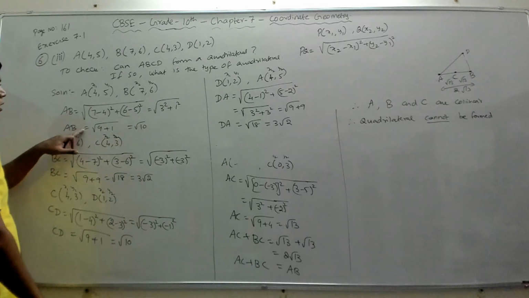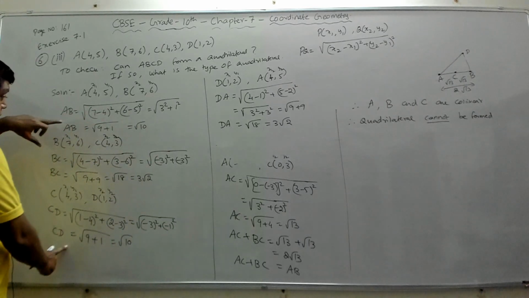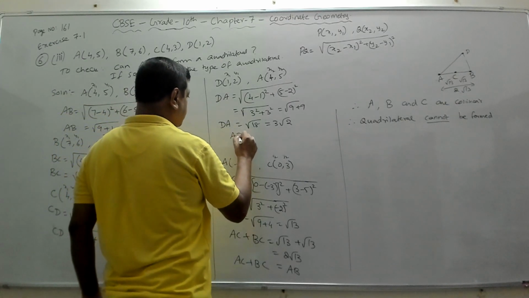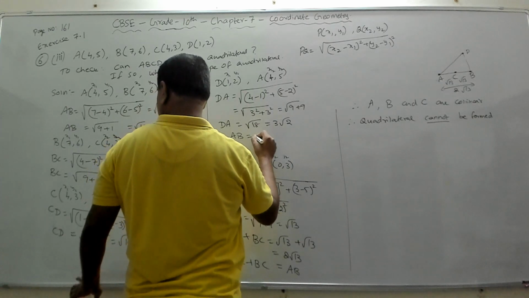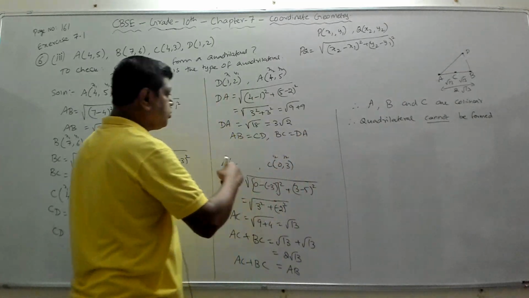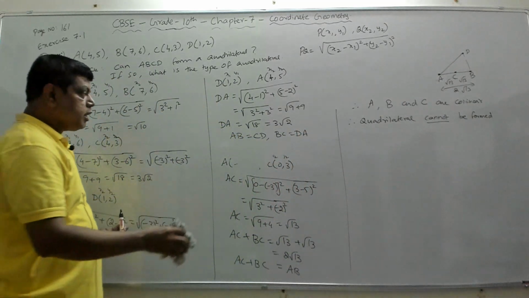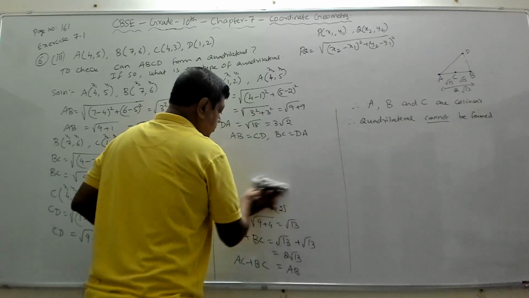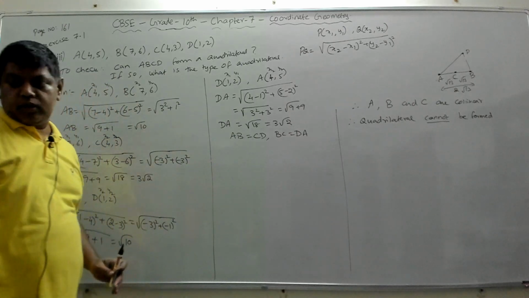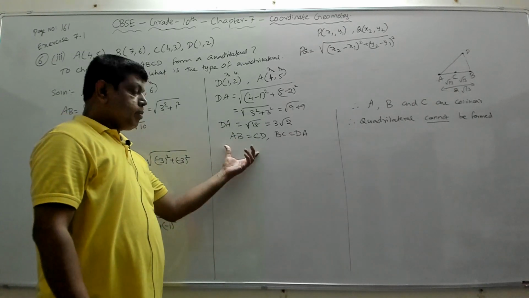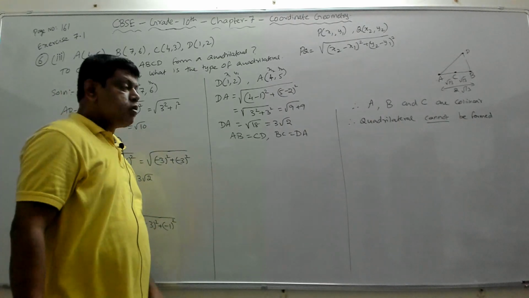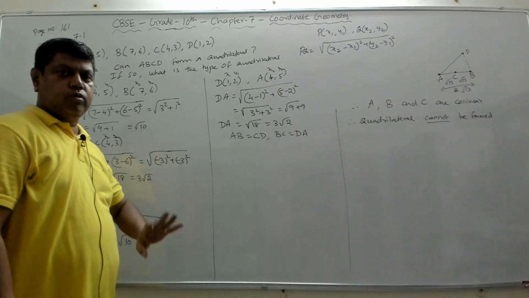Now what have we observed? We observed that AB is root 10, CD is also root 10, BC and DA are matching. We see that AB is equal to CD and BC is equal to DA, which means opposite sides are equal. The moment the opposite sides are equal, by the properties of parallelogram, ABCD will form a parallelogram. We will check whether it's a rectangle, because opposite sides can be equal for a rectangle also.